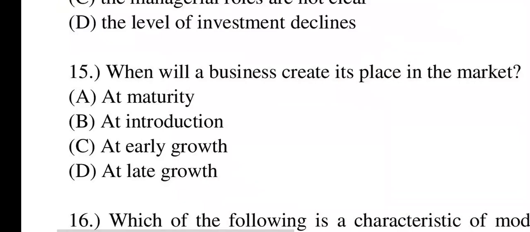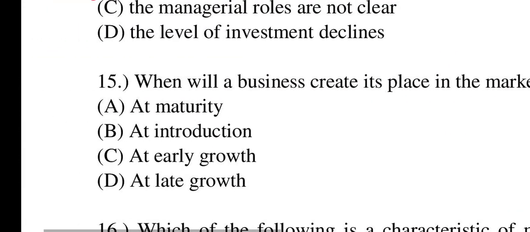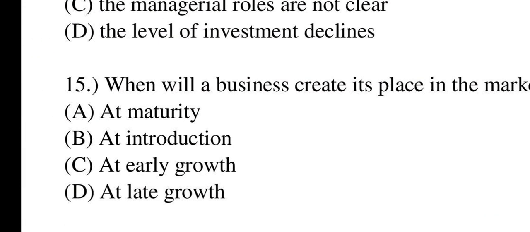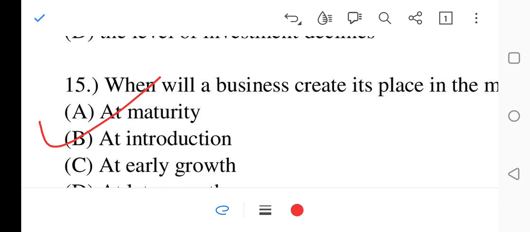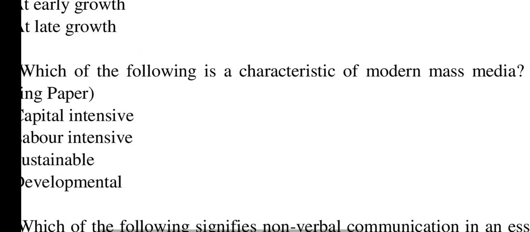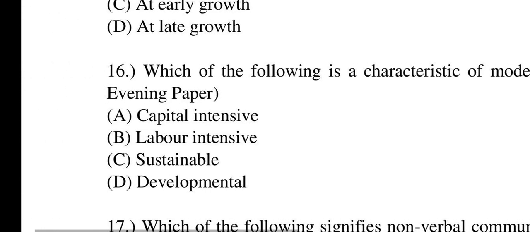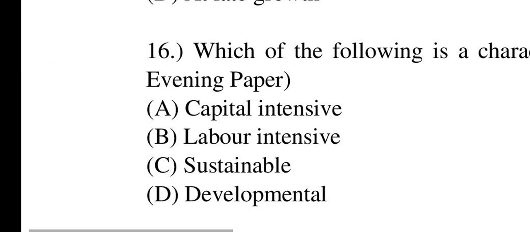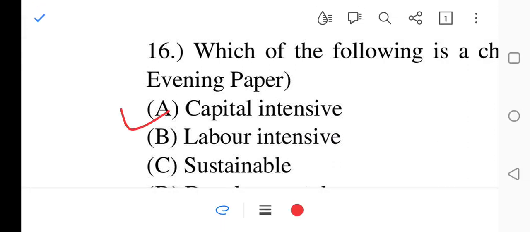Question 15 says, when will a business create its place in the market? A, at maturity; B, at introduction; C, at early growth; D, at late growth. 15, B will be correct: at introduction. 15 done. Question 16 says, which of the following is a characteristic of modern mass media? A, capital intensive; B, labor intensive; C, sustainable; D, developmental. 16, A will be correct: capital intensive.